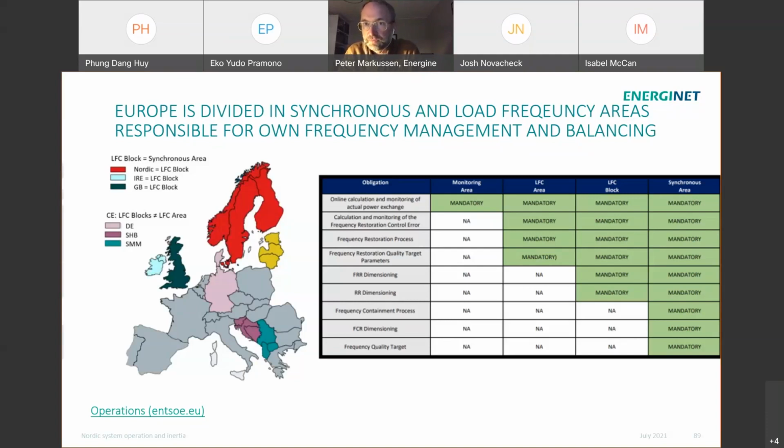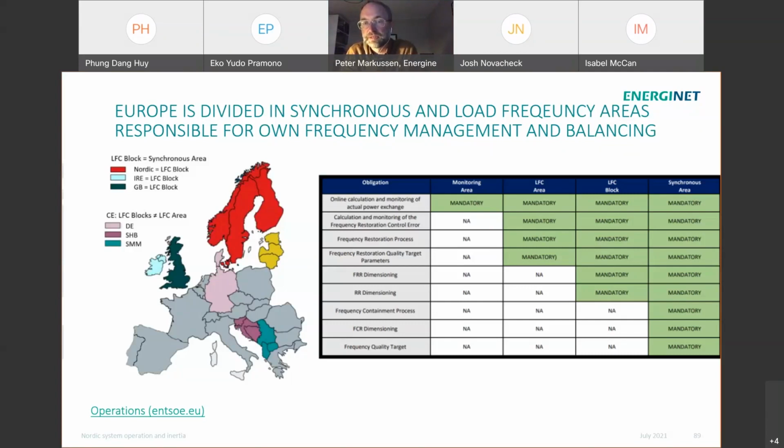When you have an LFC block, then based on the regulation, you have different obligations. In the table to the right, you can see these obligations, and especially when it comes to LFC areas and LFC blocks, that is where you need to uphold your frequency, and also make sure you have the right dimensioning of your frequency restoration reserves. Whereas the frequency containment process, the fast frequency reserves, is at the synchronous area level.